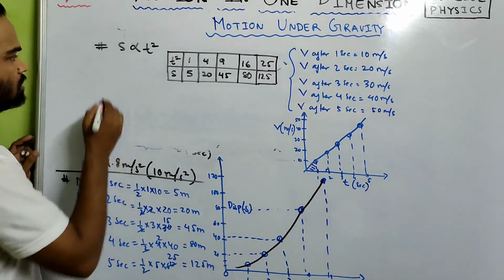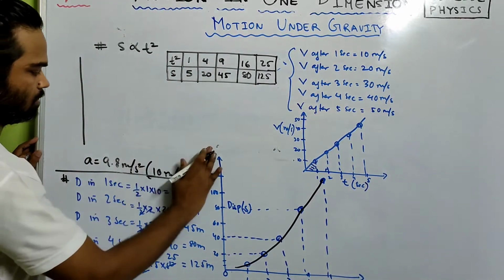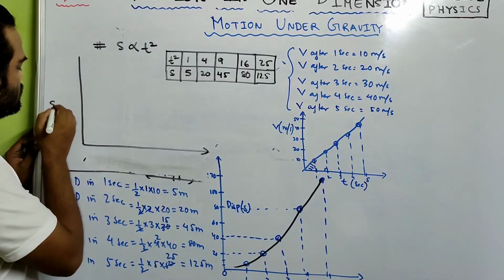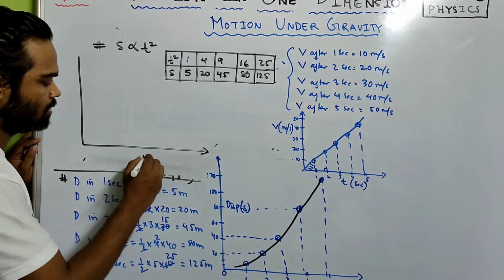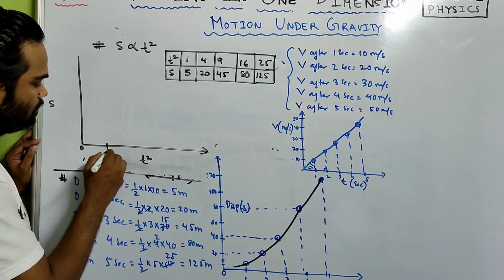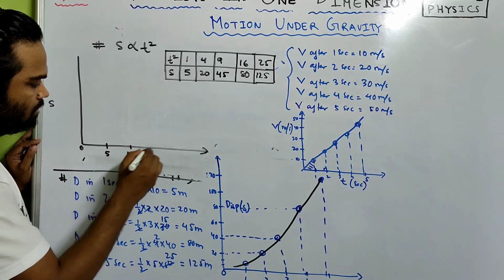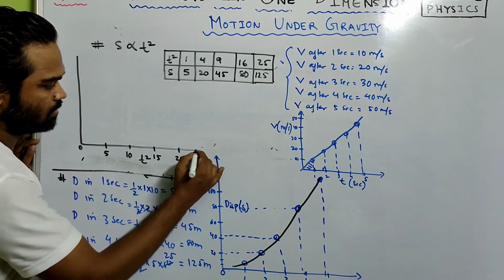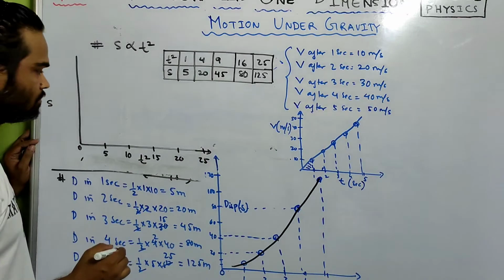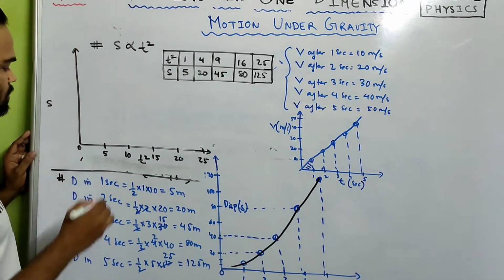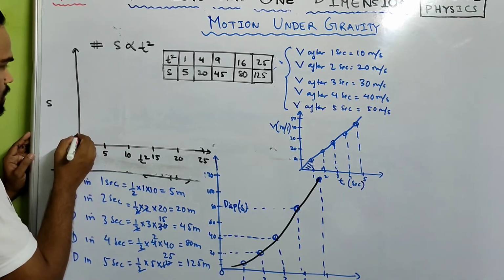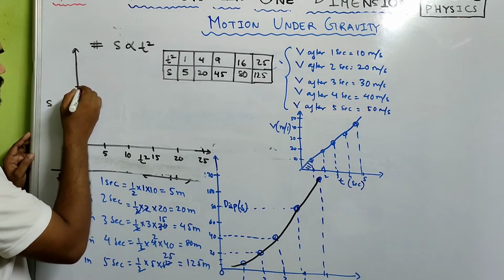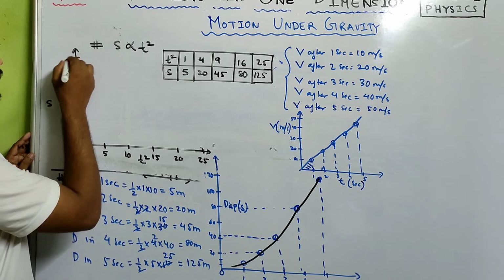We'll try to draw the graph for this. Just look, very interesting graph. Just look carefully. This is displacement, okay? This is your t square. 0, 5, 10, 15, 20, 25. This is your displacement. Suppose this is 20, 40, 60, 80, 100 and 120.